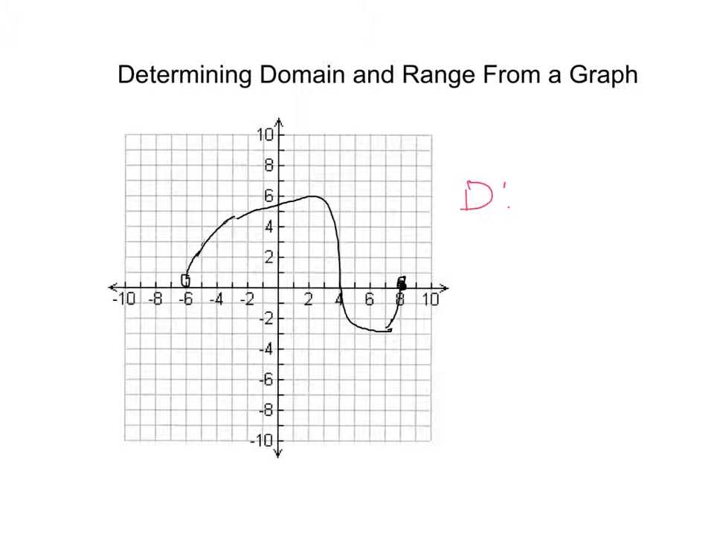So for our domain here, we're looking at the possible set of x values, and it looks like this graph goes from here to here. You'll notice that at the left side, the -6 is an open circle, which means it doesn't include that value. So it's starting at -6 but not using the -6 value. It'll use -5.99999 but not -6. And here you have a filled in circle, so it does include the 8.